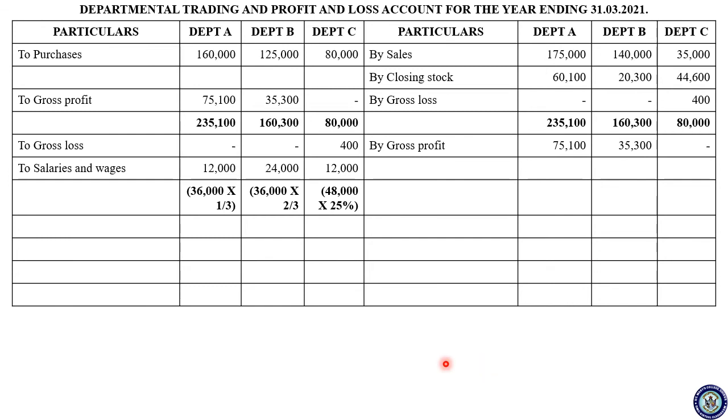That is 12,000 and 24,000. That is 36,000 into 1/3 and 2/3, that is the 1:2 ratio. So 12,000, 24,000 and 12,000. If you add, you will get 48,000. Okay, next.